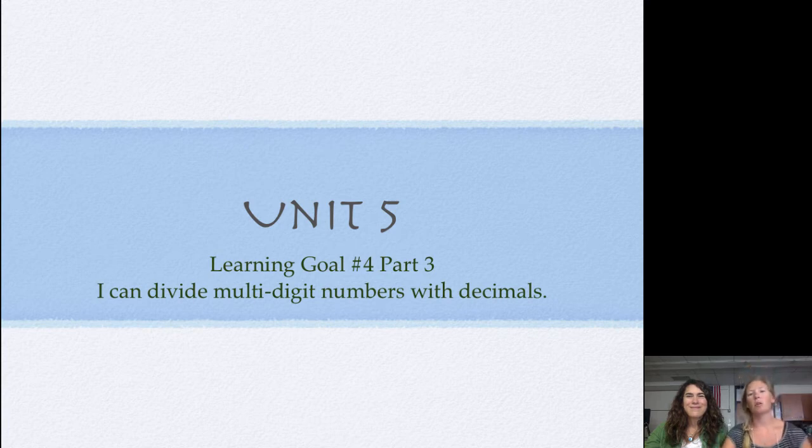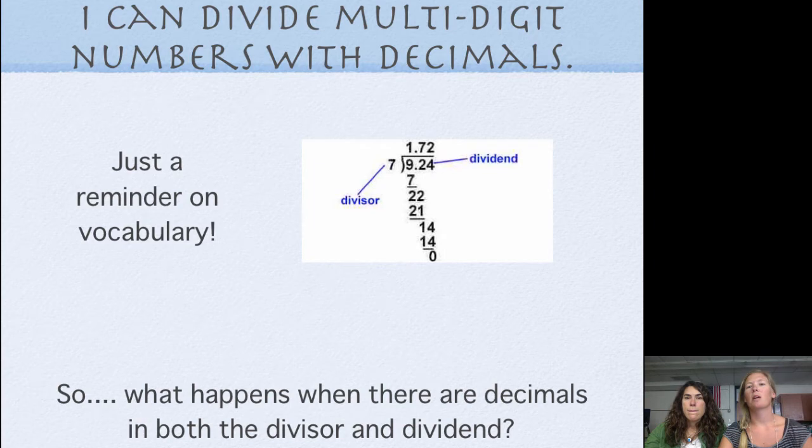We are starting part 3 now, where we are dividing multi-digit numbers with decimals again, only this time we're going to talk about what happens when you have a decimal on both sides of the equation.